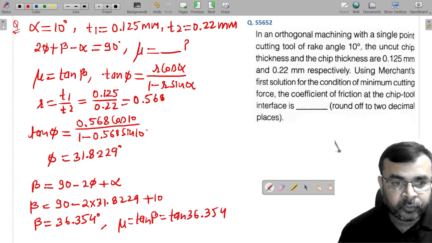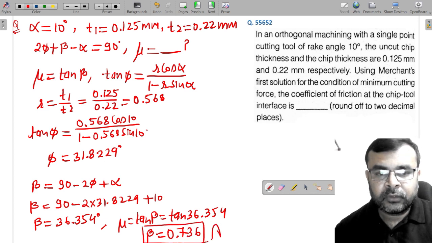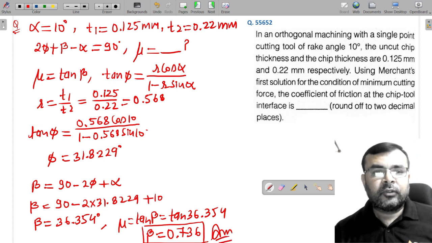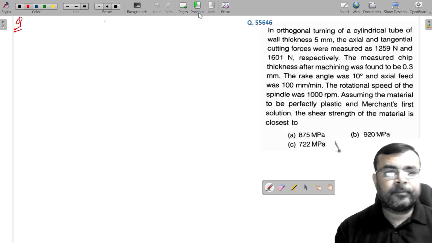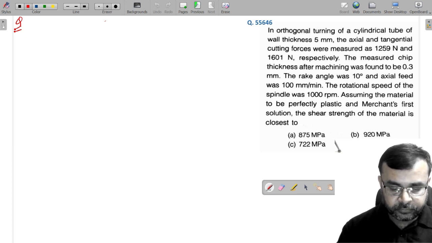यू कैन से 36.354 डिग्री. So from this here I am getting mu is equal to 0.736. So this is the right answer. So like this you can find out the beta. Okay, so let's see this question again.